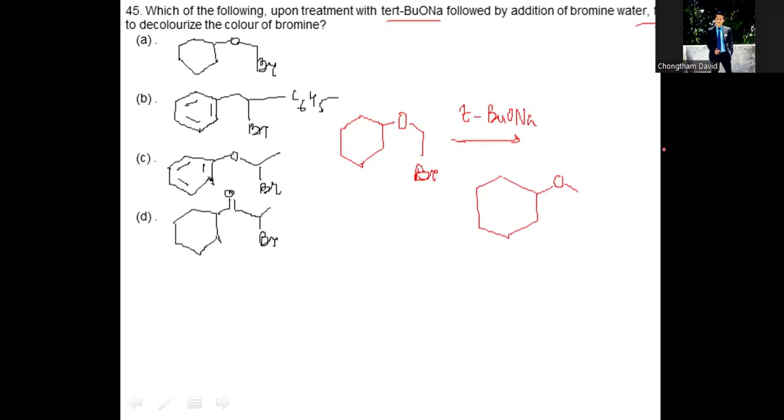Okay, it's written fails, and the screen is small. It is not seen clearly. I'll reread the question for you. Which of the following upon treatment with tertiary sodium butoxide followed by addition of bromine water fails to decolorize the color of bromine? So when you write the reaction, this will change to tertiary butyl. Okay. This will fail to decolorize the color of bromine due to unsaturation. Right. Now the answer for this question will be option number A.